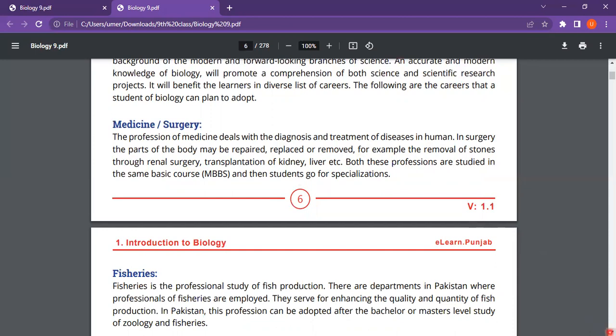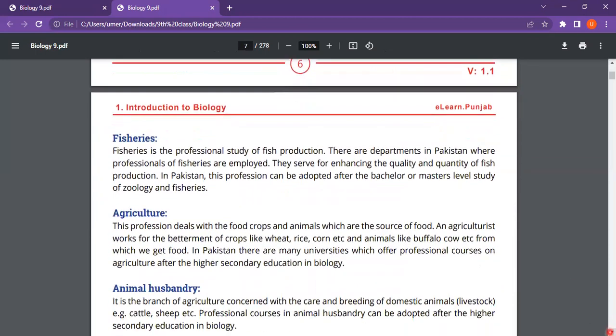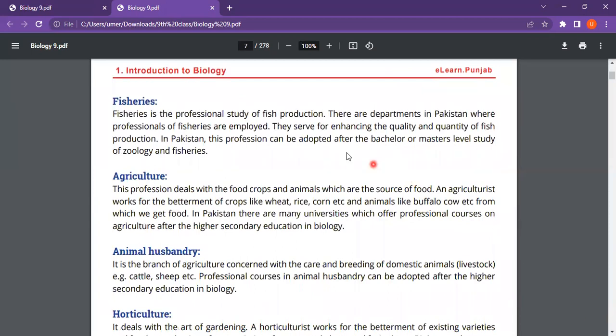Fisheries. Fisheries is the professional study of fish production. There are departments in Pakistan where professionals of fisheries are employed. They serve for enhancing the quality and the quantity of fish production in Pakistan. This profession can be adopted after the bachelor or master level study of zoology and fisheries.